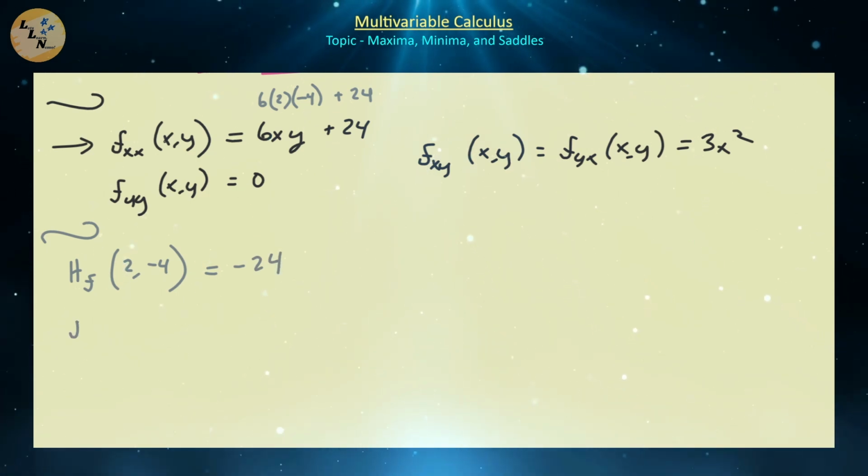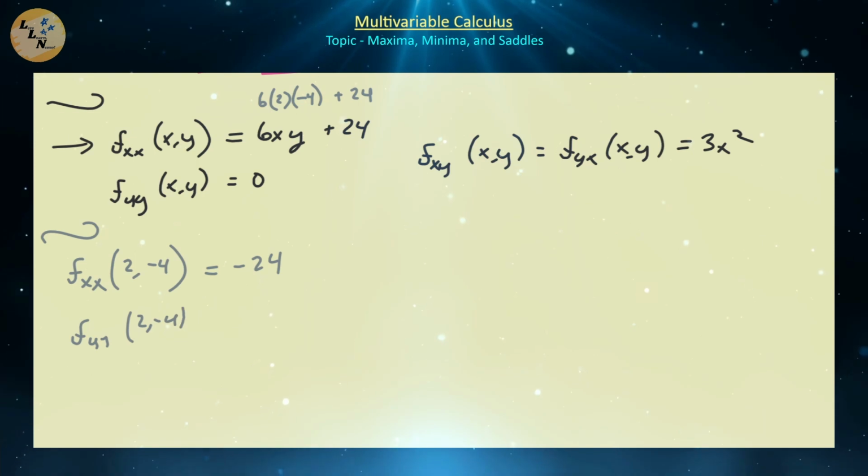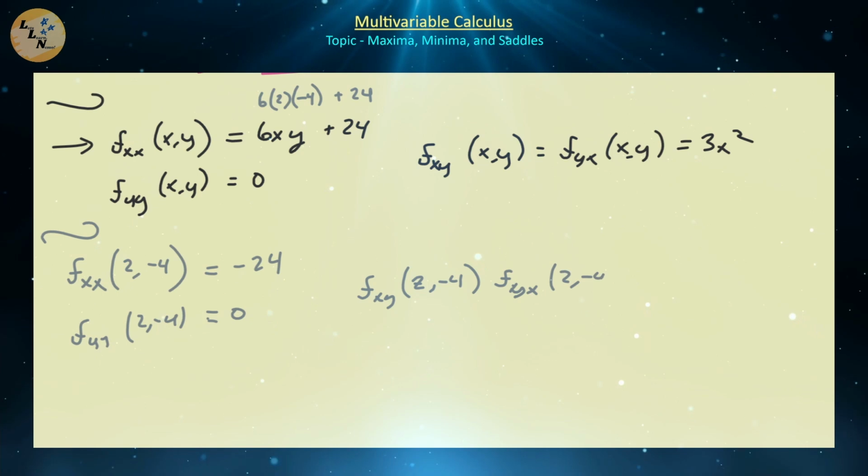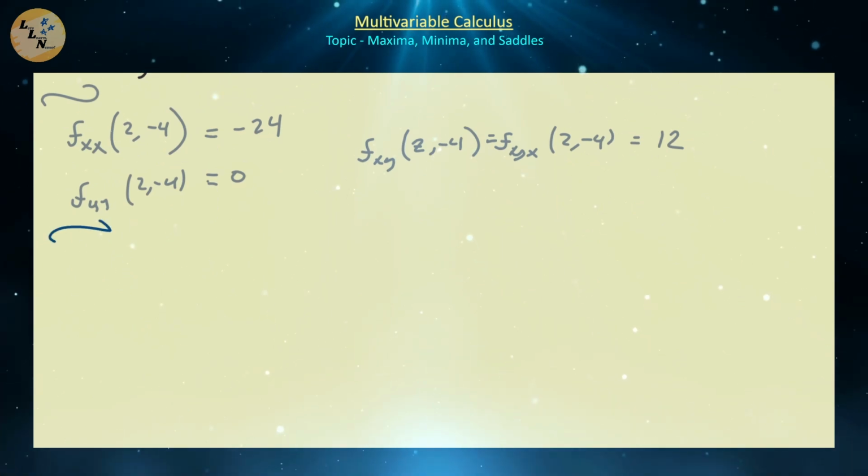Let's actually evaluate these independently. So fxx evaluated at (2, -4) is minus 24. And then we have fyy at (2, -4), that's trivially 0. And then fxy at (2, -4) and fyx at (2, -4) are both going to be equal to, what is that, 3 times 2 squared, that's going to be equal to 12. All right, so once we have those second order partials, we can calculate our Hessian at (2, -4).